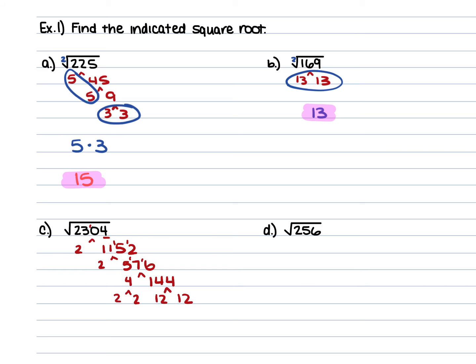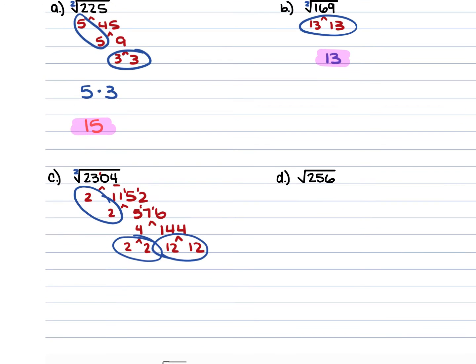If you do not want to break down that 12, you don't have to, because you do have a pair of it and our index is 2. So we're looking for groups of 2 of the same number. So each group of 2 that we have, we're going to pull one of those numbers out. We have 2 2s that are a pair, we pull one of those out. We have another set of 2 2s that are a pair, so we pull one of those out. We have a set of 12s that are a pair, so we pull one of those out. So we're going to multiply these. 2 times 2 is 4, times 12 is 48. So the square root of 2,304 is 48.